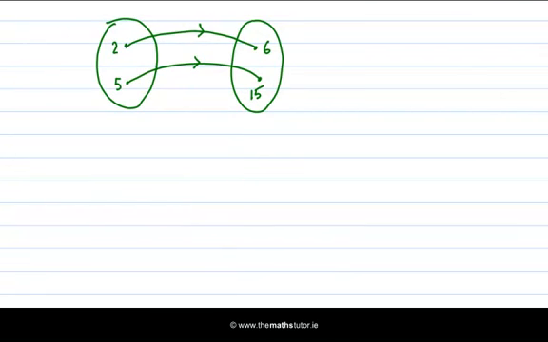A function is a map which takes a number and maps it onto another number. For example, you see here the number 2 is mapped onto the number 6 and 5 is mapped onto the number 15.